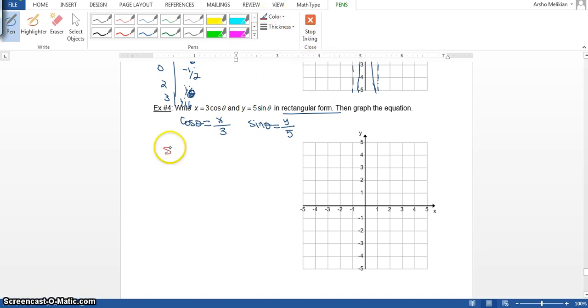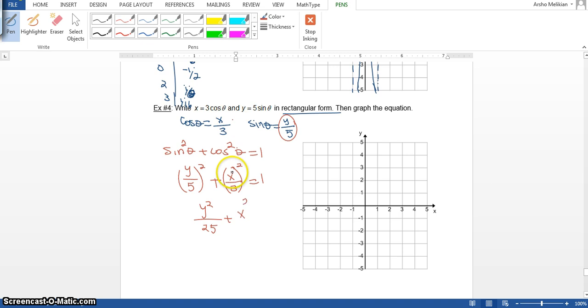Sine squared theta plus cosine squared theta is equal to 1. Now, sine of theta is y over 5, so sine squared theta is (y over 5) squared. Plus, cosine of theta is x over 3. If you square that, it'll be (x over 3) squared, equal to 1. So finally, when you distribute the square, it'll be y squared over 25 plus x squared over 9 is equal to 1. Now, what is this?